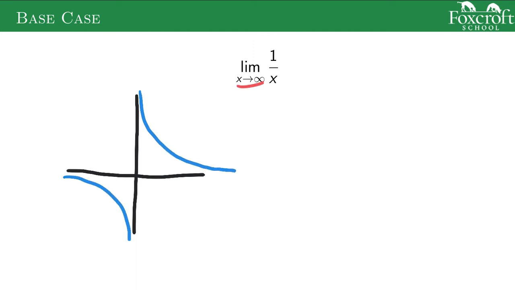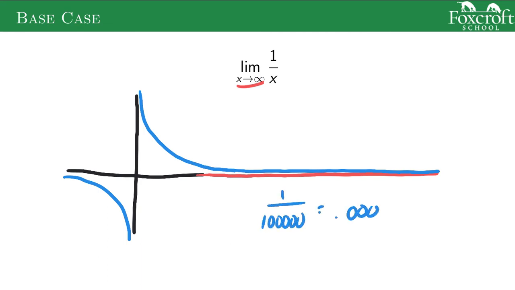Again, we're looking at what happens as x goes to infinity. So we're going to keep going all the way to the right side of our graph as far as we can, and our graph looks like this. And what's happening? Well, this graph is getting closer and closer to the x-axis. Like if I take 1 over a billion, I'm going to get some really, really small number. And if these numbers just keep getting smaller and smaller, it makes sense that this limit is 0.